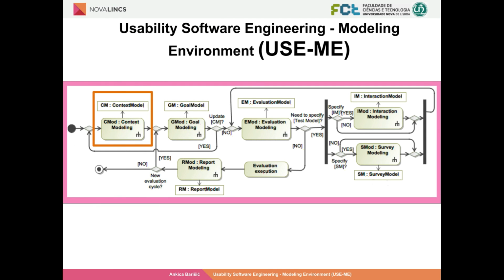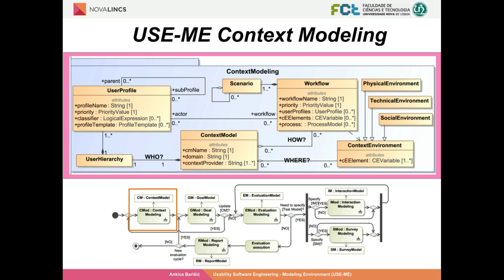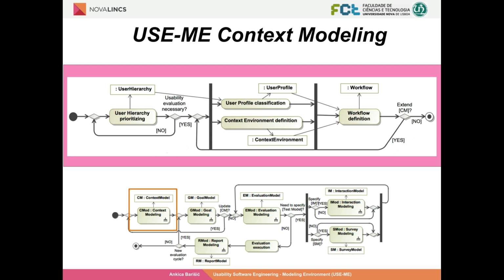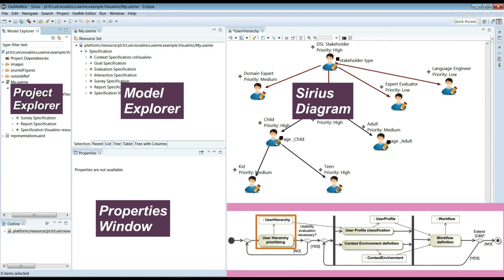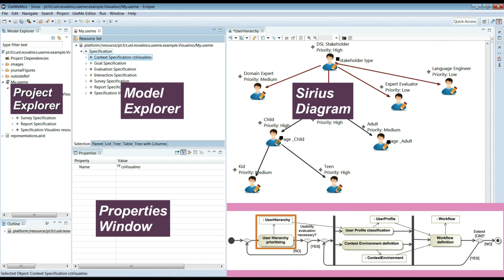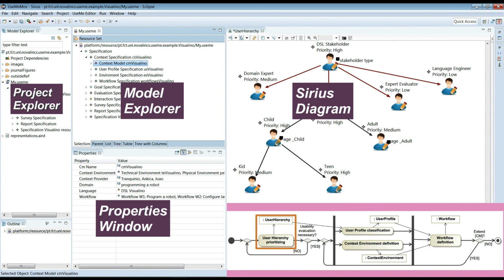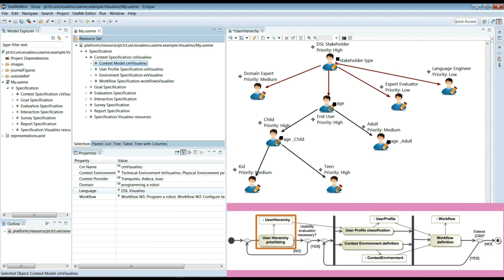The process of usability evaluation using the USME framework is presented as an activity diagram. First, it is necessary to perform a context modeling activity to specify a context model. The USME prototype environment provides a serious graphical editor, which helps to have a better overview of the model specifications.